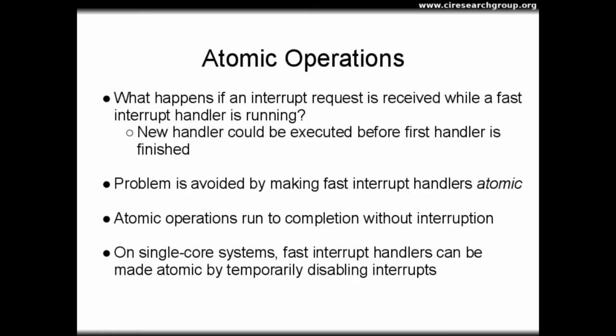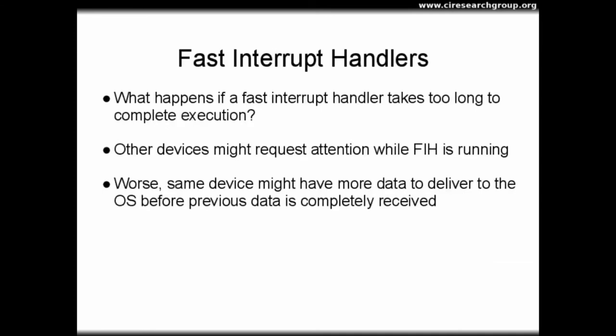On a single core system, this is as simple as disabling interrupts as long as we're running a fast interrupt handler. On multi-core systems, there are actual special machine instructions to facilitate atomic operations that are pegged to one CPU core. These atomic interrupt handling operations will run to completion without interruption by any other interrupt or any other request on the system. Thus, the longer an interrupt handler takes to run, the longer the system will be unresponsive to any new interrupts.